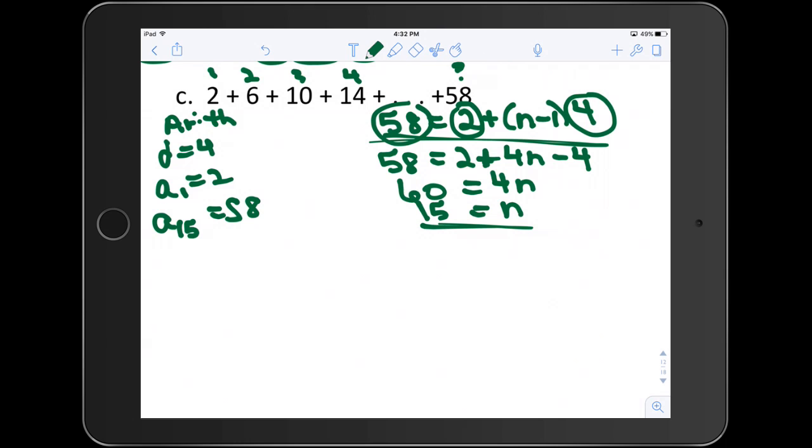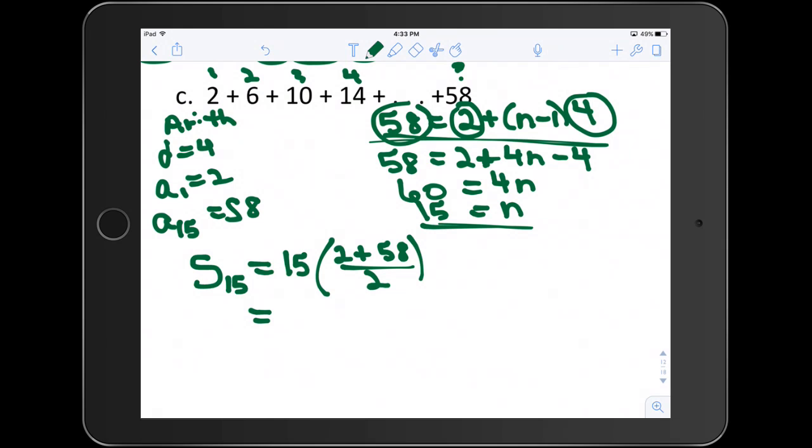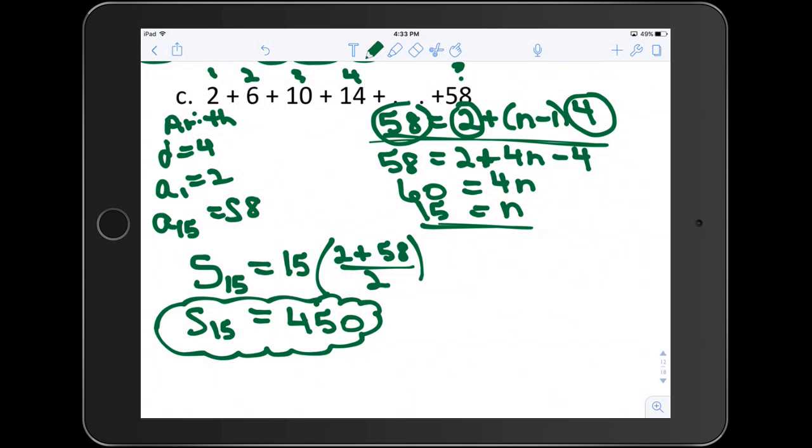And now we just need to plug and chug it right into the formula. So we have S, instead of n, we put 15, equals 15 times, remember this is where you're just doing the average, the first term plus the last term divided by 2. And when you calculate that, and again, make sure you're careful with those calculators, do order of operations right, you should end up with a sum of 450. Yay.